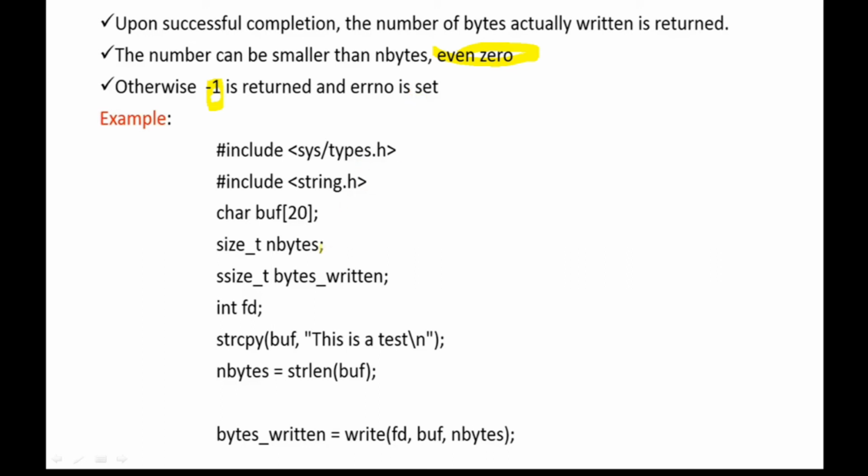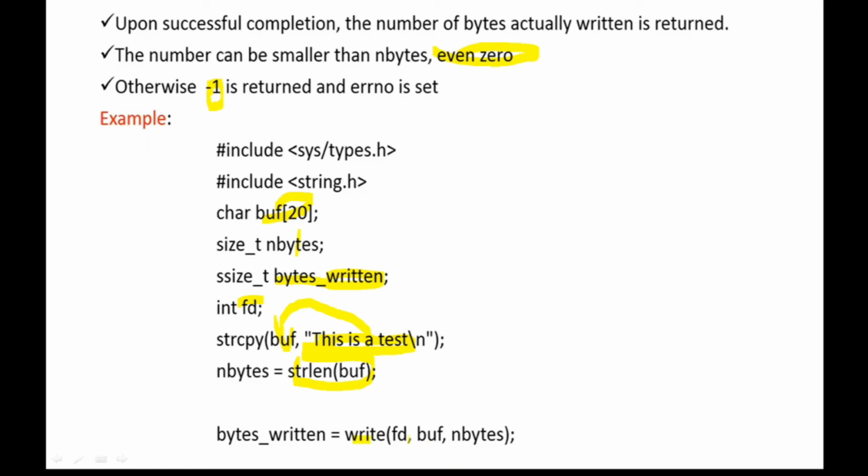Here we will see one example. Same thing, I have to declare one buffer of size 20 for n bytes of data. Then how many bytes of data you are going to write, then the file descriptor. Initially the buffer is empty, so what data I want to write, I have to copy into the buffer. Then I have to get the length of the buffer, because the length of the data you are writing is what you pass as a parameter to the write system call.